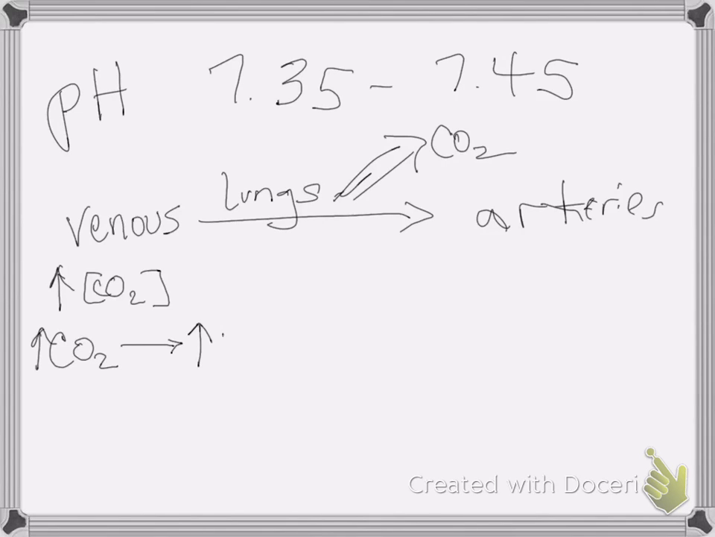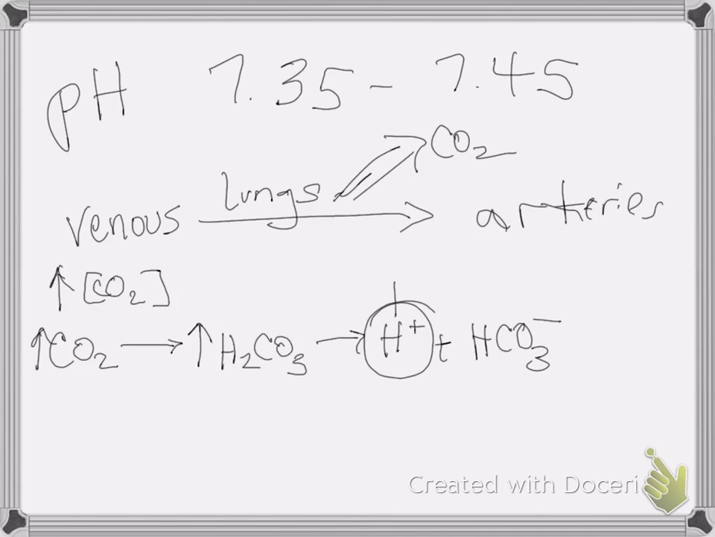The higher the CO2, the more of it's going to get converted to carbonic acid. The more carbonic acid I have, the more there is to dissociate into hydrogen and bicarbonate. And of course, what happens when this goes up? Higher acid. What about the pH? Lower pH. So that going up causes a decline in pH.